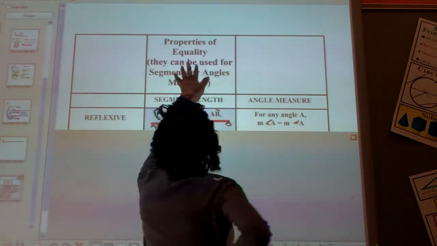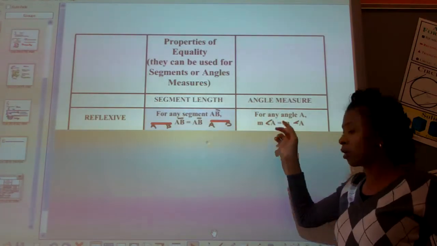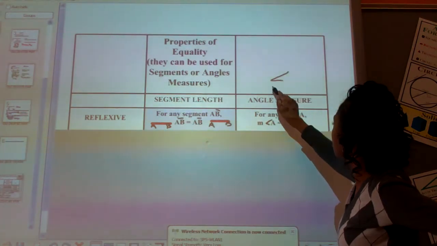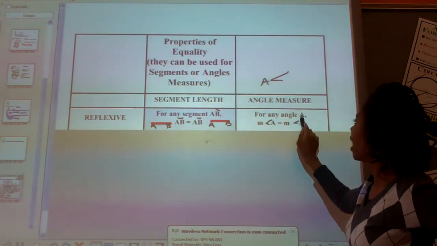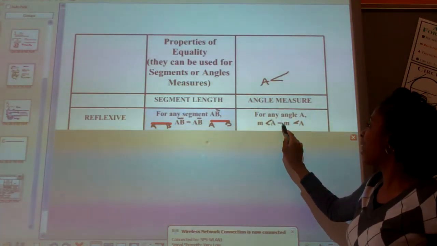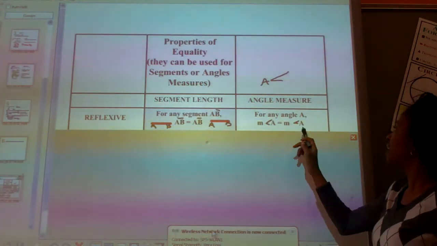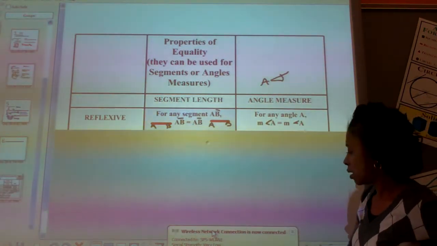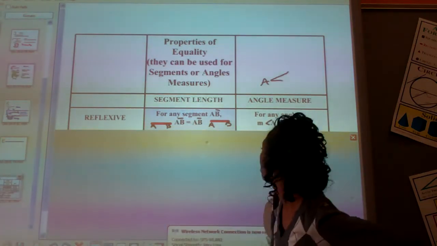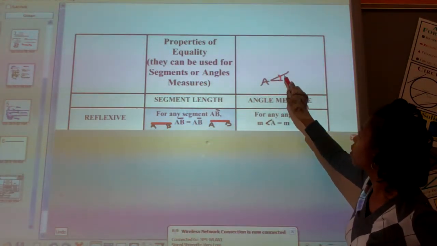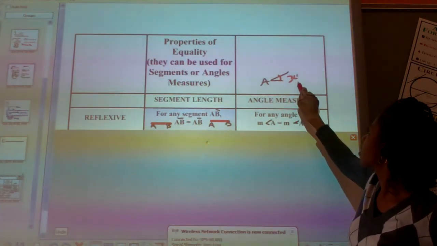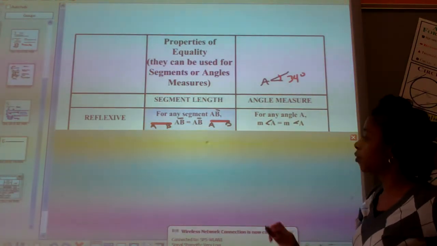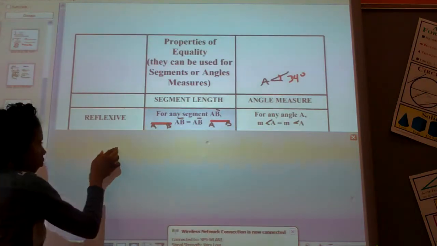Same thing, I can use the reflexive property if I was talking about an angle. Let's say this is angle A. For any angle A, the measure of angle A is equal to the measure of angle A. It's equal to itself. So the measure of angle A, whatever that angle measure is, if it's 34 degrees, the measure of angle A, which is 34 degrees, is equal to the measure of angle A, which is still 34 degrees. That's called the reflexive property.